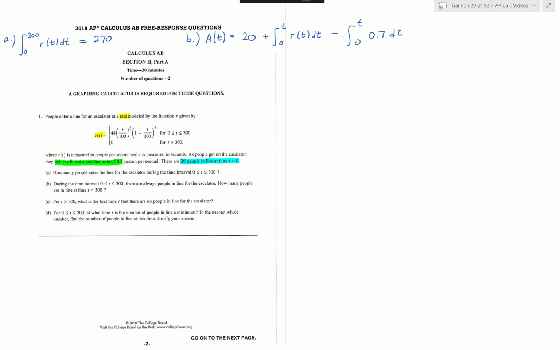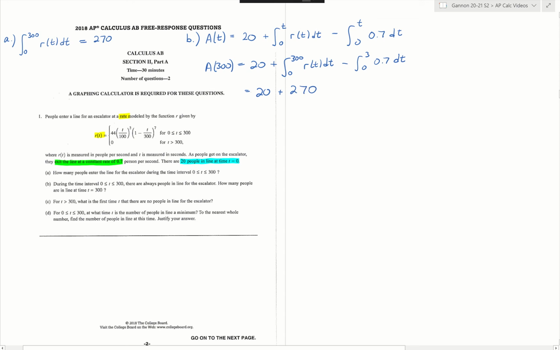We want to know how many people are in line at 300 seconds, so we'll evaluate that expression when t is equal to 300. So we have 20 plus the integral from 0 to 300 of r of t dt, minus the integral from 0 to 300 of 0.7 dt. Some of these values we already know: we know that's 20, and we found that this is 270.